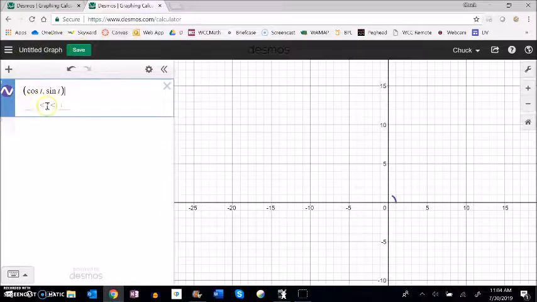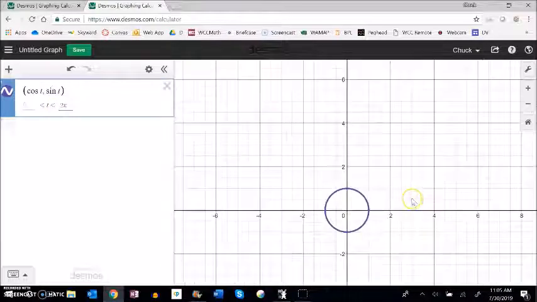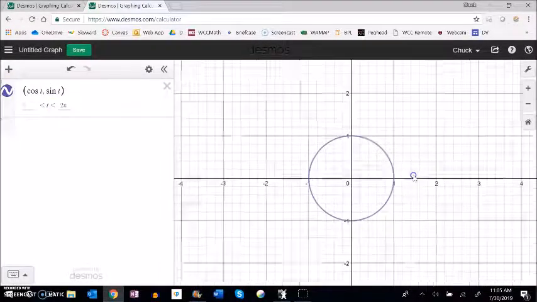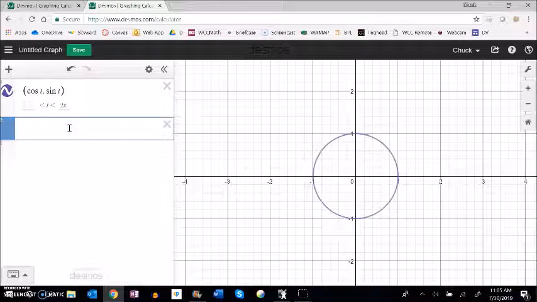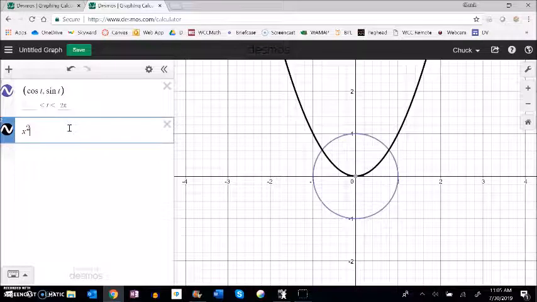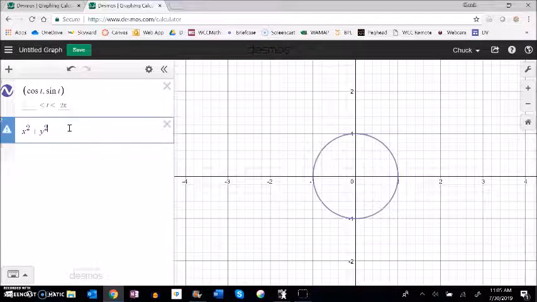And notice it's only running from 0 to 1, so that's not so great. So I'm going to run it from 0 to 2 pi. And it gives me a circle, which hopefully makes sense. This is basically our unit circle. X is cosine and y is sine. I said it was equivalent to x squared plus y squared equals 1. And it is. You can see that they're the same thing.